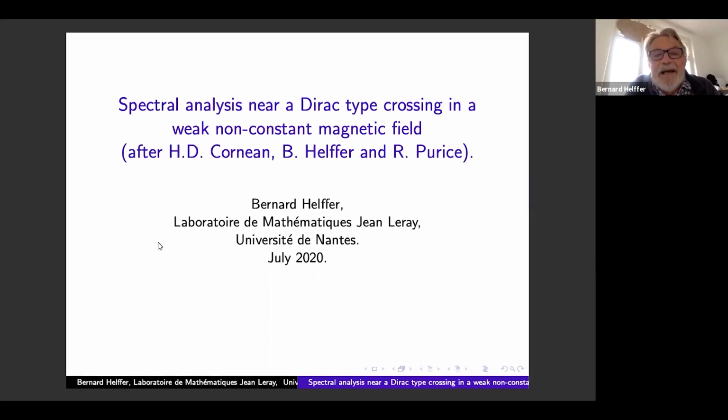So I am actually not very far from Ghent because I am in Lille, so the French part of Flanders, 74 kilometers. And I would like to speak about the spectral analysis of some Schrödinger operator with a periodic potential and a magnetic field. And this is a work which has been done in collaboration with Horia Cornéan and Radu Purité.